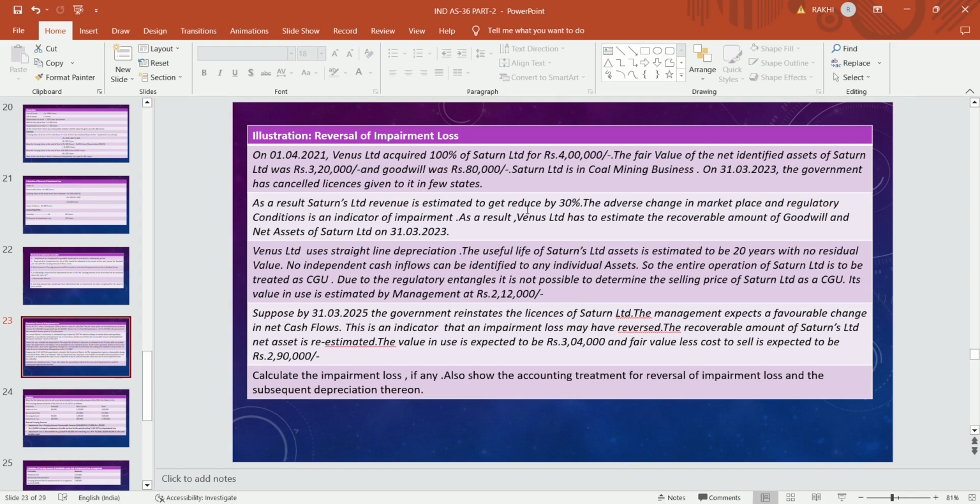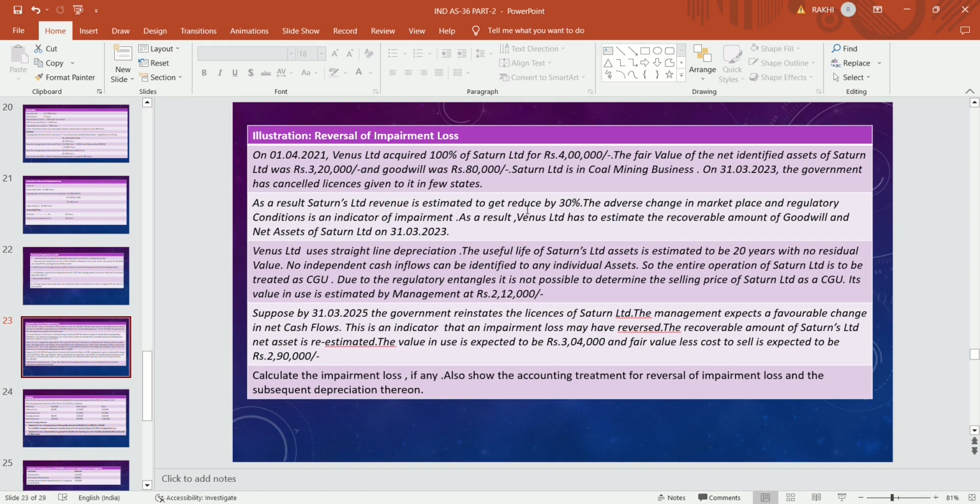As a result, Saturn Limited's revenue is estimated to get reduced by 30%. The adverse change in the marketplace and regulatory condition is an indicator of impairment. So due to this, it indicates an impairment. As a result, Venus Limited has to estimate the recoverable amount of goodwill and net asset of Saturn on 31st March 2023 when there is an indication for impairment.